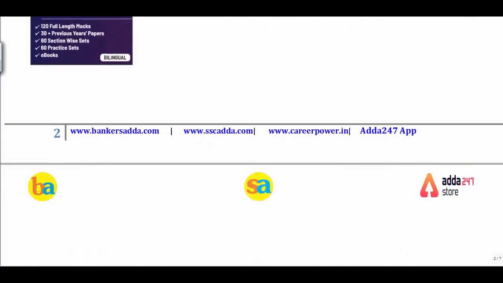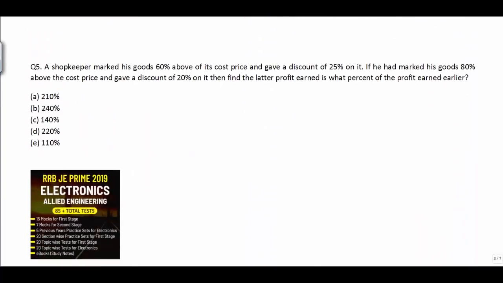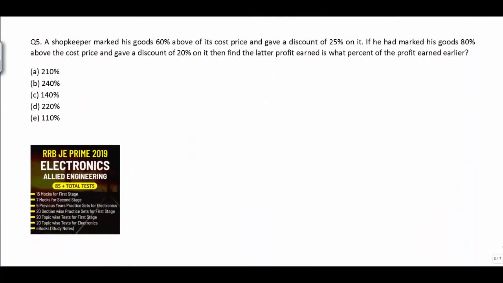Moving on to question number 5. A shopkeeper marked his goods 60% above its cost price and gave a discount of 25% on it. If he had marked his goods 80% above the cost price and gave a discount of 20% on it, then find the latter profit earned is what percent of the profit earned earlier. Okay. Let us suppose that the cost price of the goods is rupees X.